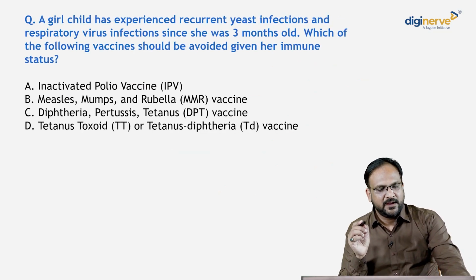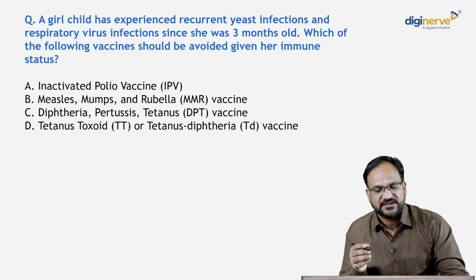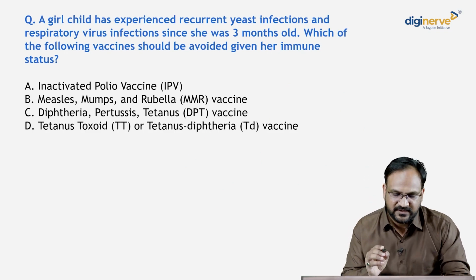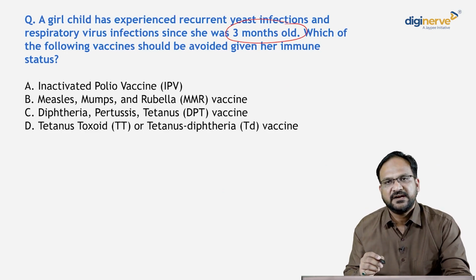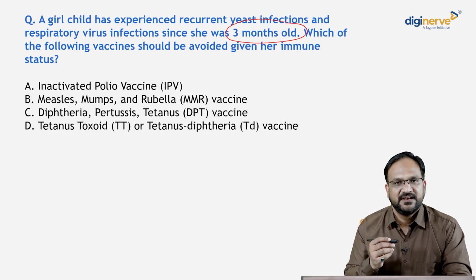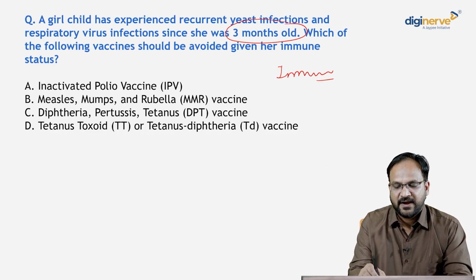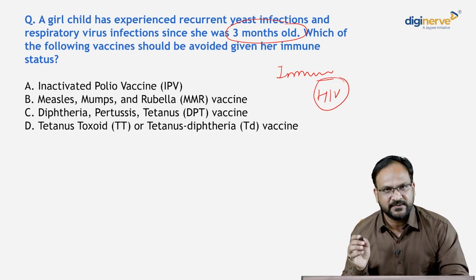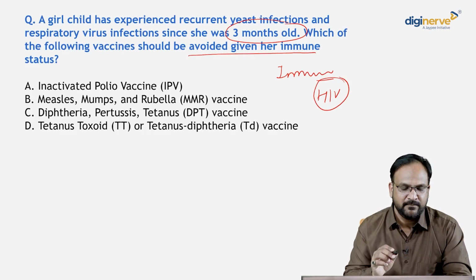Next one is, a girl child has experienced recurrent yeast infection and respiratory virus infection since she was 3 months old. If a child who is only 3 months old is having recurrent yeast infection and respiratory virus infection, it means the child is immunocompromised, or might be having HIV status. The baby is born to the HIV mother. So which of the following vaccines should be avoided given her immune status?